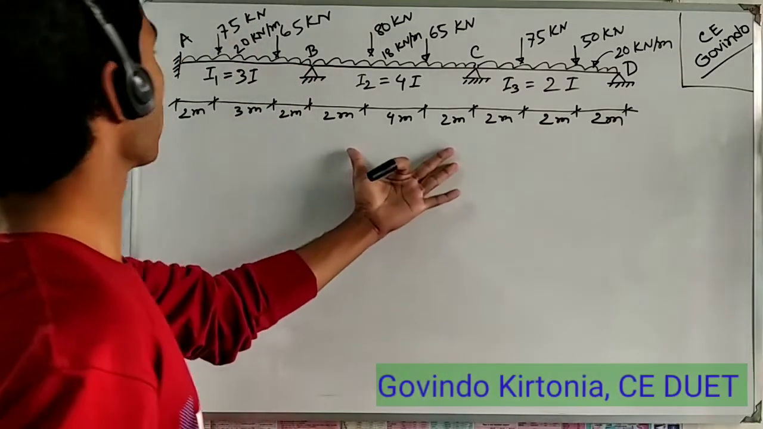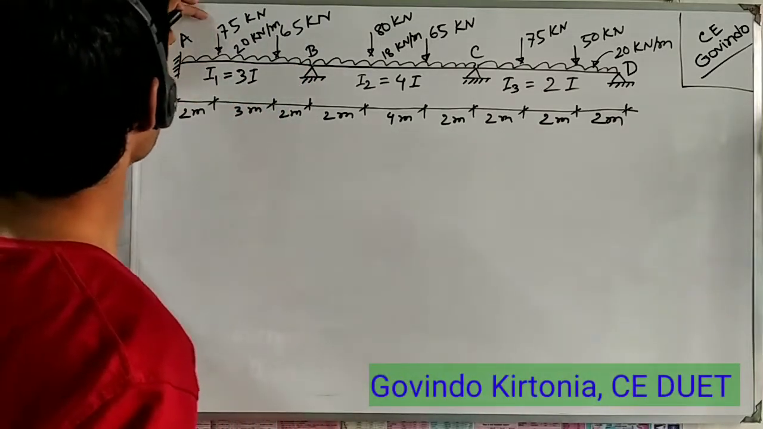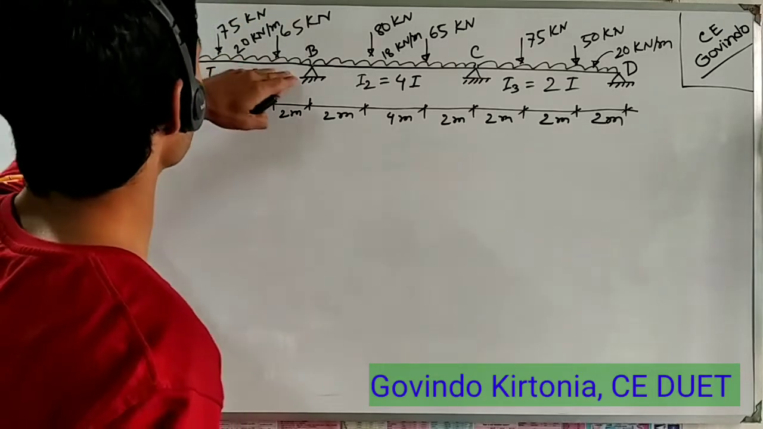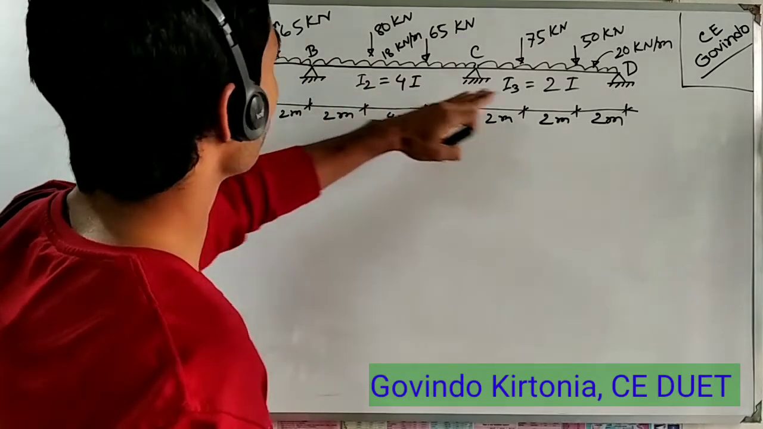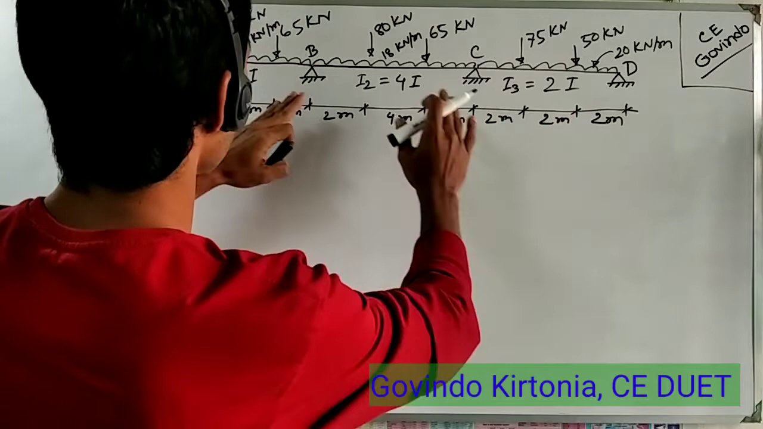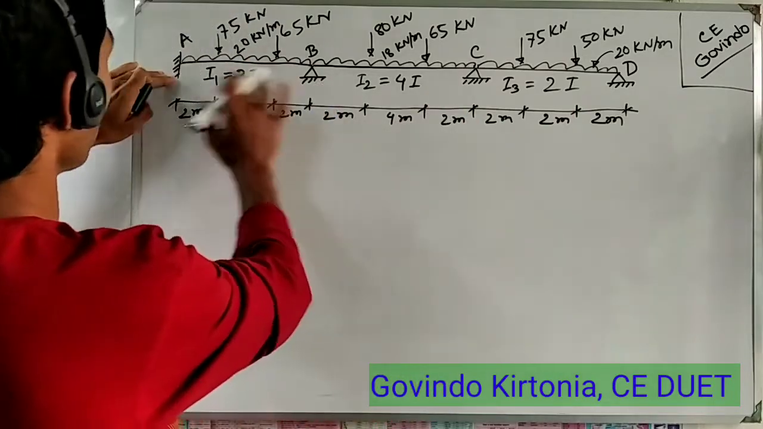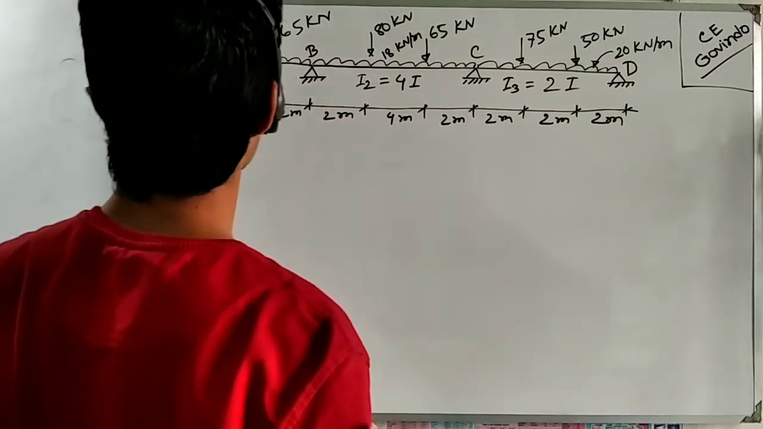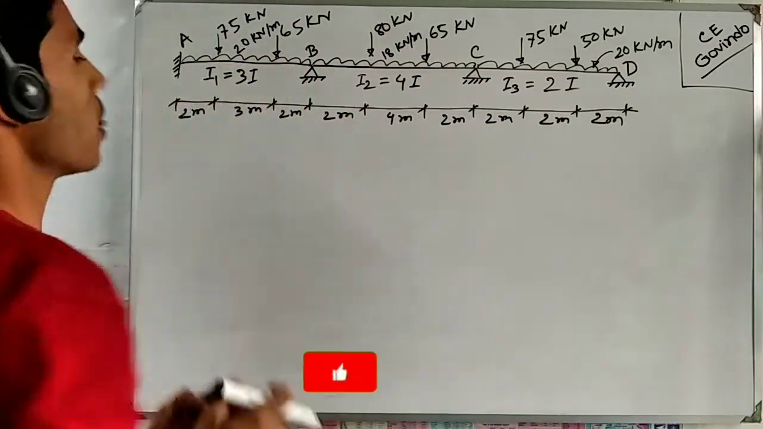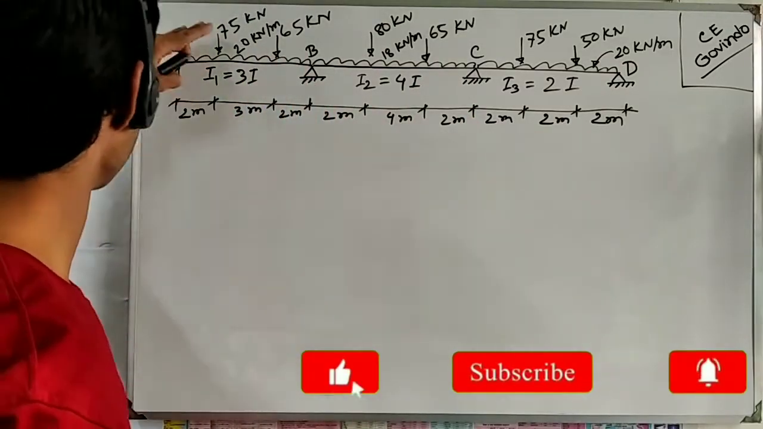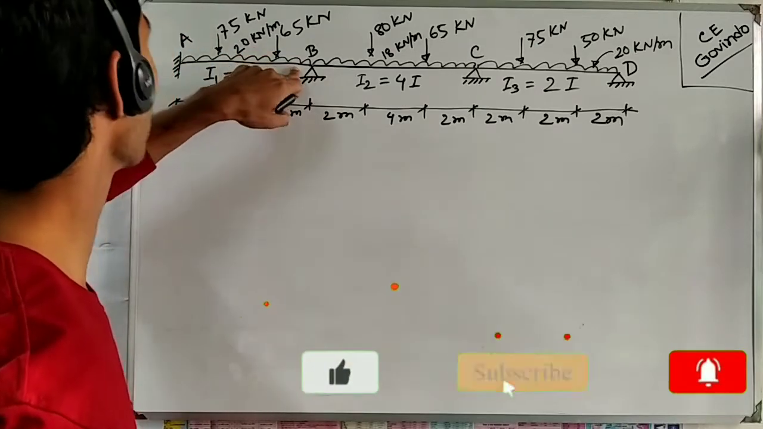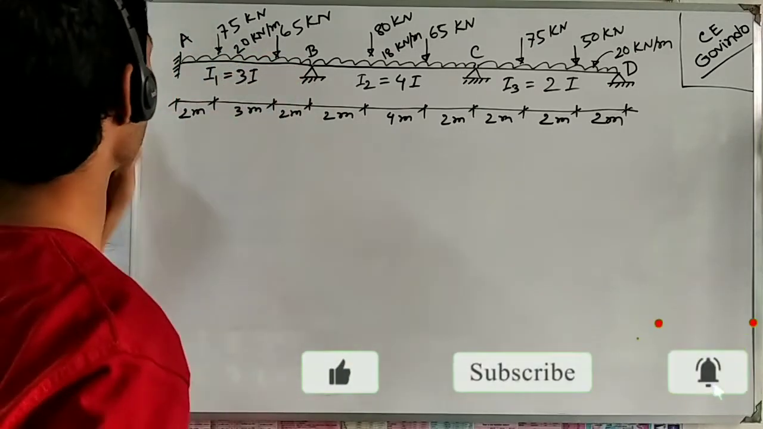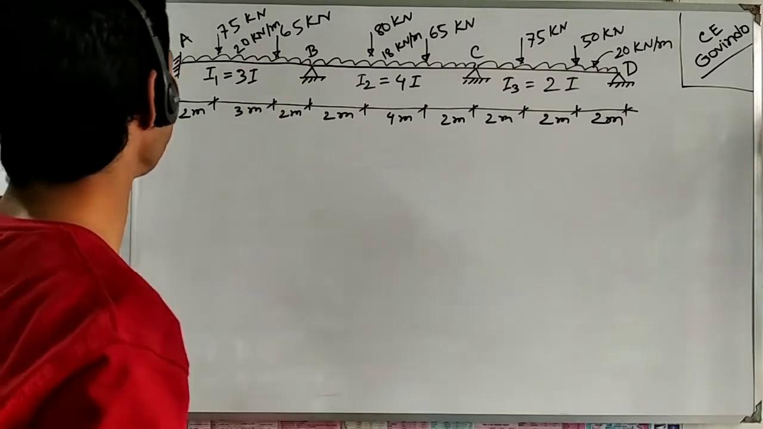Here in every span we can see there are two point loads and a uniformly distributed load applied, the same for all the spans. Here we have three spans, that is we have AB and BA member, BC and CB member, CD and DC member. Basically AB and BA members are the same member, but the moment at this point and the moment at this point will not be the same. That's why we are calling it AB and BA.